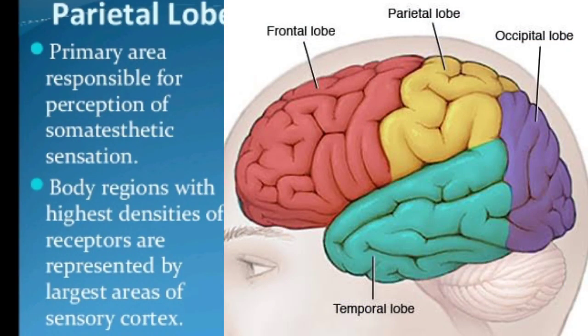Parietal lobe is the primary area responsible for the perception of somatosensory sensation, and the body regions with high density of receptors are represented by the largest area of sensory cortex.